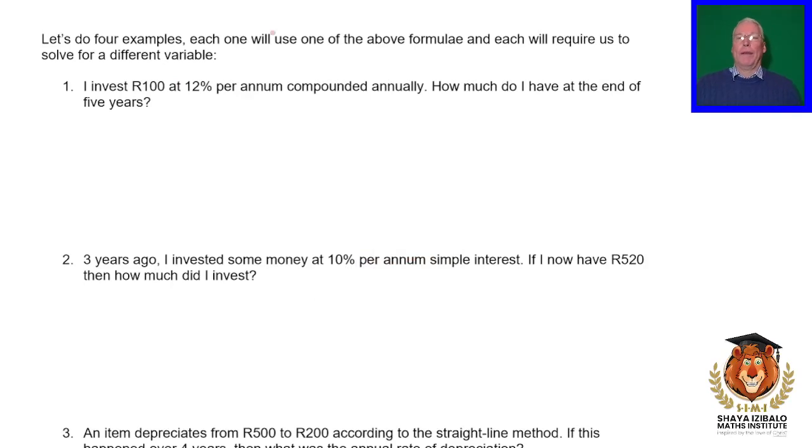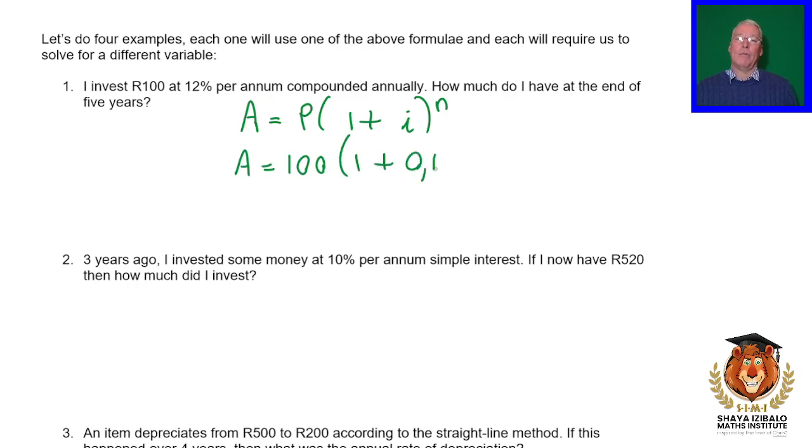Okay, so this first one, I invest at 12% per annum. How much do I have at the end of 5 years? Well, the formula we're going to use is our increasing formula, an appreciation formula, and it's compound, so it's 1 plus i to the power of n. So our answer is just going to be my 100 Rand, times 1 plus our interest rate, 0.12, and we are investing it for 5 years.